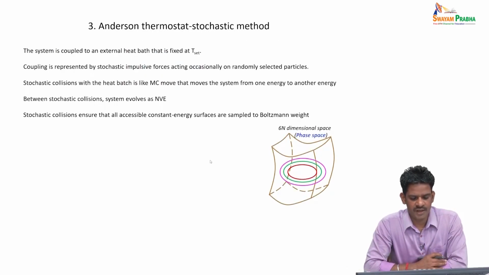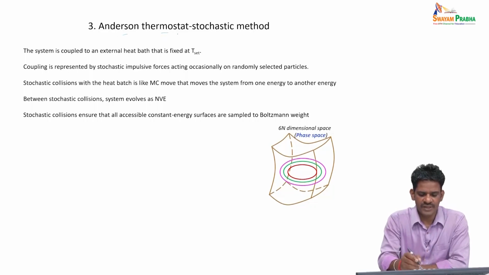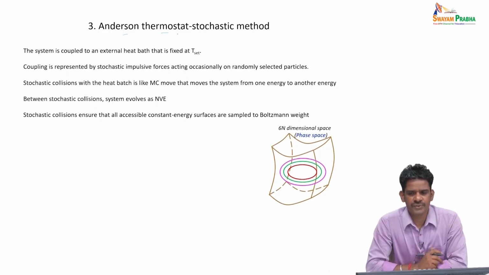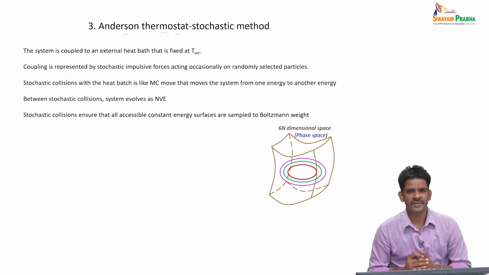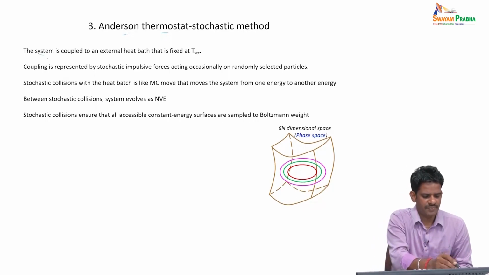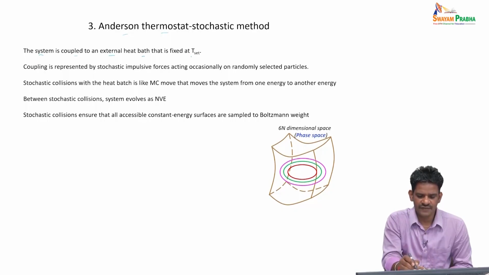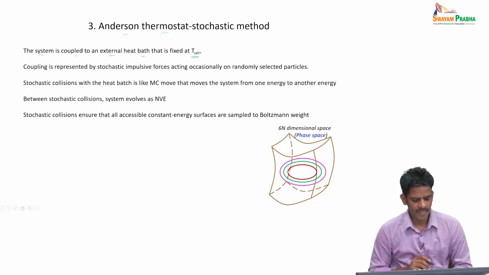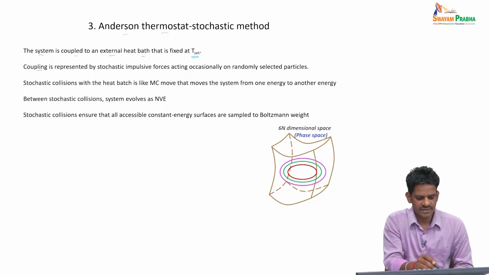Now another thermostat which is very commonly used is known as the stochastic methods, and one such example is known as the Andersen thermostat. In this Andersen thermostat, again we try to couple the system with surrounding, but in this case instead of a deterministic process like the Berendsen thermostat, the coupling is stochastic, or it happens in a randomized fashion. So here also we think that the system is coupled to an external heat bath which is kept at T set. Now the coupling here is represented by some stochastic impulsive collisions that occur occasionally on randomly selected particles.